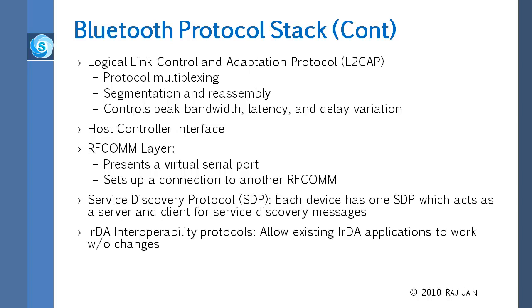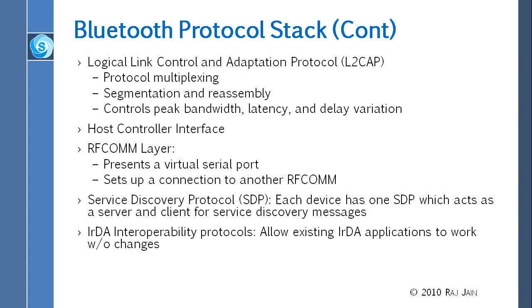Segmentation and reassembly is kind of obvious: the packets coming from the higher layer might be bigger, so they have to be segmented, and when they go to the other end, they have to be reassembled and given the same packet size. That is part of L2CAP. It also controls the peak bandwidth, latency, and delay variation. So it decides which packet goes next, and therefore it can affect the delay variation and how much bandwidth who gets, right? Then there is the host controller interface, HCI, which is this part.